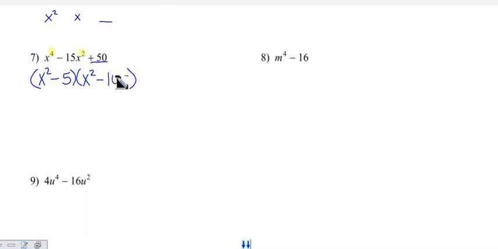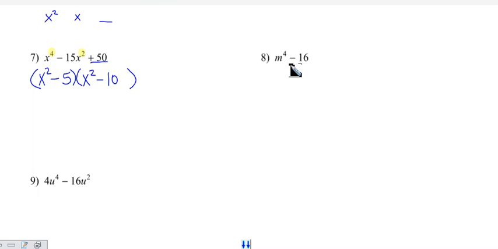Now, once I get to this point, I should look at each of these parentheses individually to see, can I factor further? Since this is x squared minus, it looks like it could be the difference of two squares. But in both of these parentheses, the 5 and the 10 are not perfect squares, so I can't factor that any further.